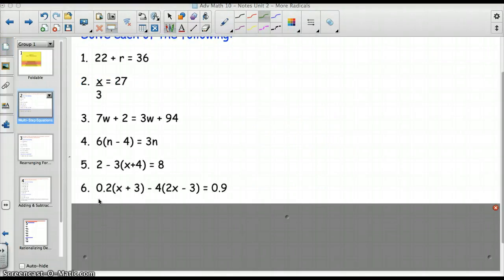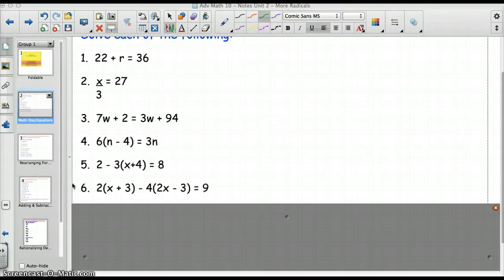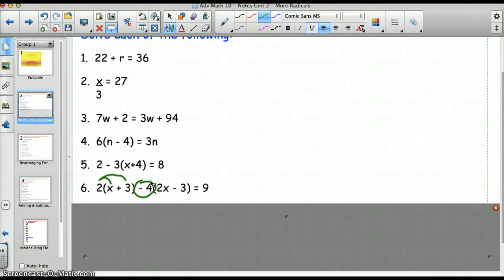The sixth example had a typo, so I had to change it. This, once again, is dealing with distributive property. So we need to take and distribute the 2 with the x and the 3, but then I also have to take this negative 4 and distribute it to the 2x and the negative 3. So when I do that, it becomes 2x plus 6 minus 8x. Then the negative 4 times the negative 3 is plus 12 equals 9.